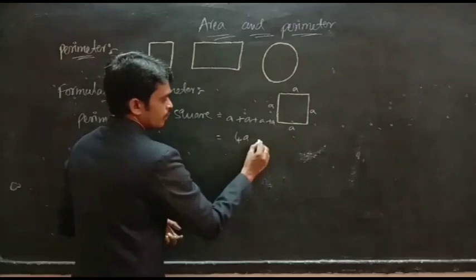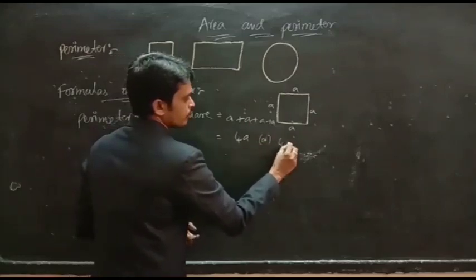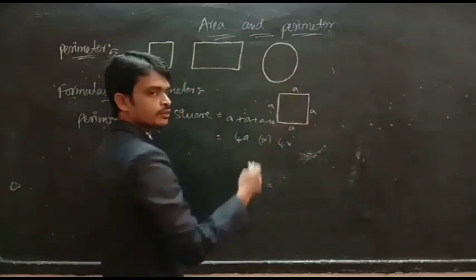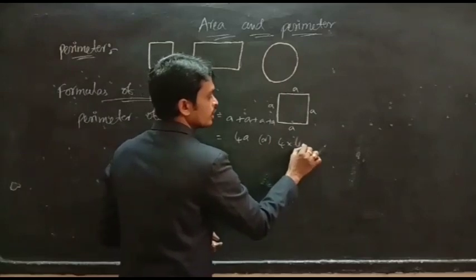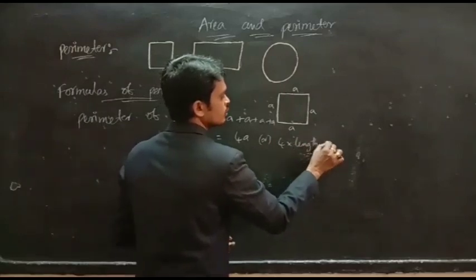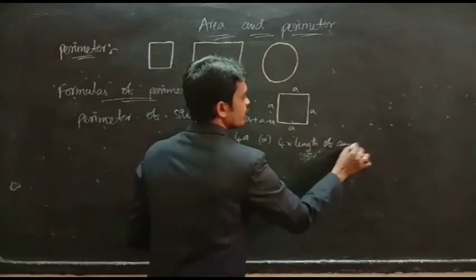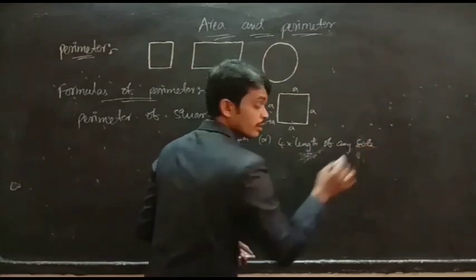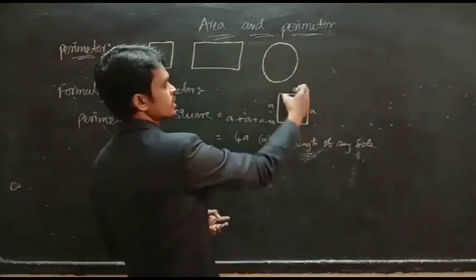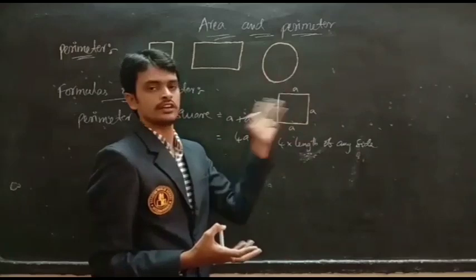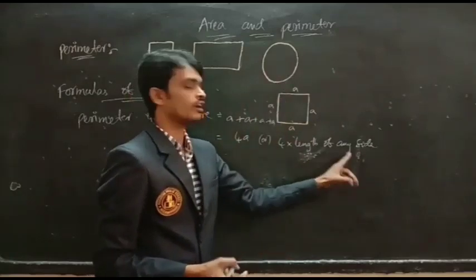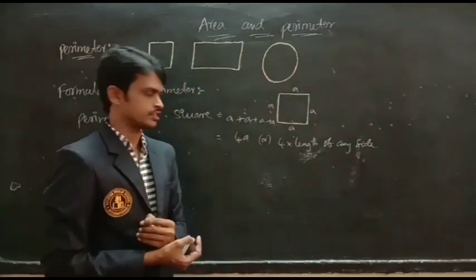Or we can write 4 into the length of any side. Why? Because all sides are equal, so we can take any side. 4 into the length of any side, we can also write.